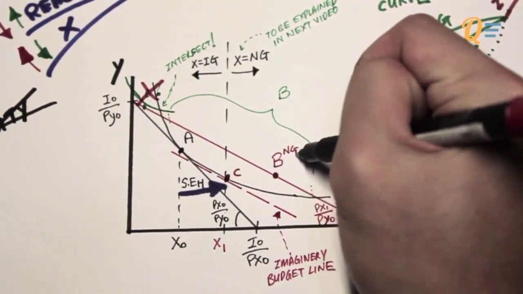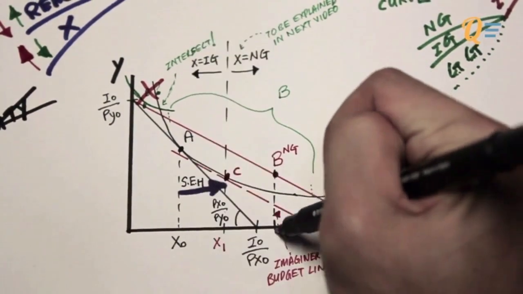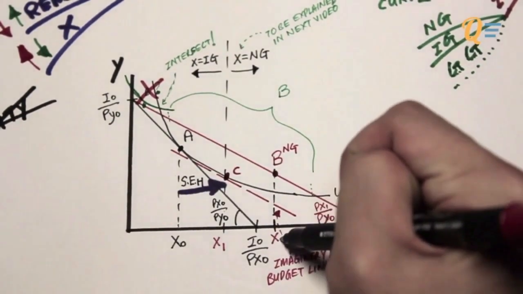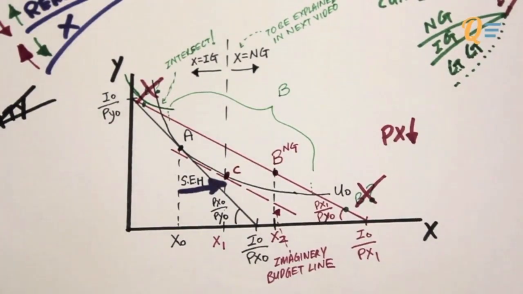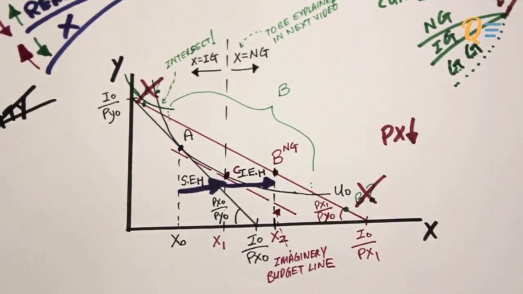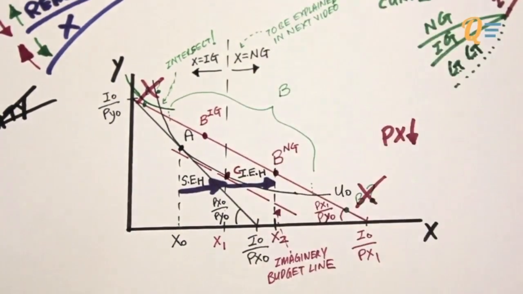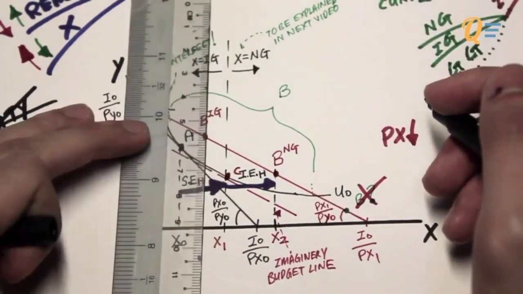Let's say good X is a normal good and point B happens to land there. So I'm going to mark this out as X2. And my total effect, of course, will be from A to B, right? And from C to B, that's going to be my income effect. So as you can see, this total effect from A to B is made up of the SE as well as the IE.